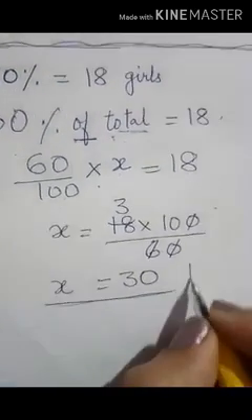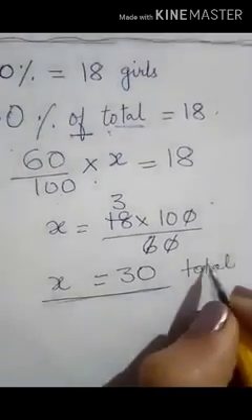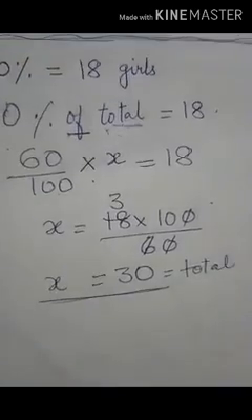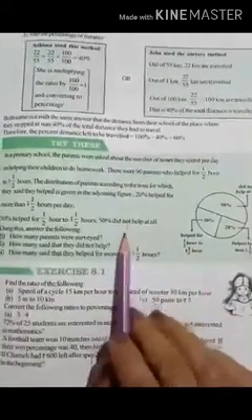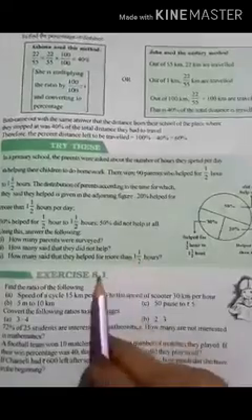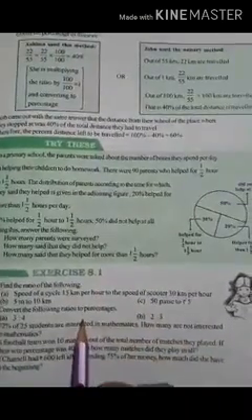This is the total students. Now from this total we will subtract the number of girls, and when we subtract we'll get the number of boys. Now based on what you have learned just now, you will complete this, try this exercise, and also exercise 8.1 in your notebook. So let's quickly see what you have to do.